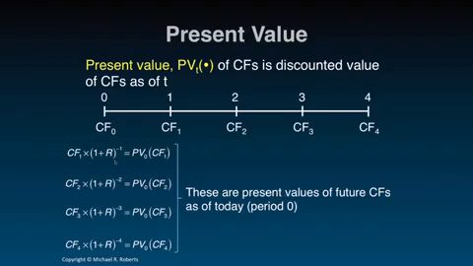Present value of a cash flow is the discounted value of the cash flow as of period t, or in this case, period 0. And the notation is just that. Present value as of period 0 of cash flow 1. Present value as of period 0 of cash flow 2. It's just some notation that'll be useful as we move throughout the course.